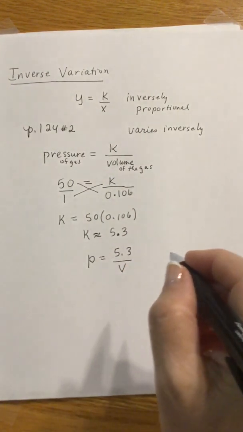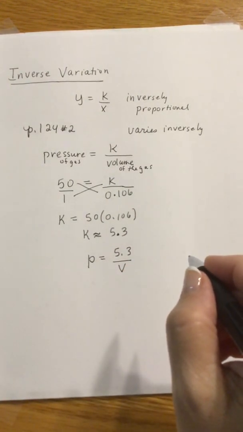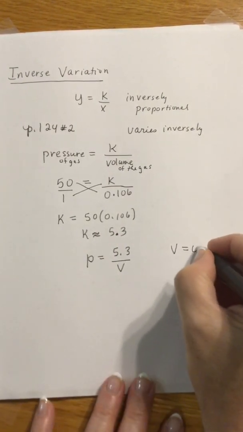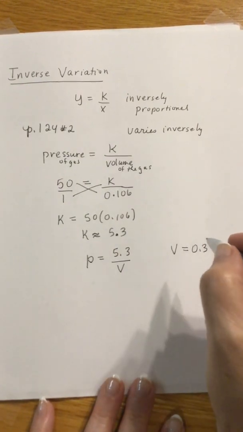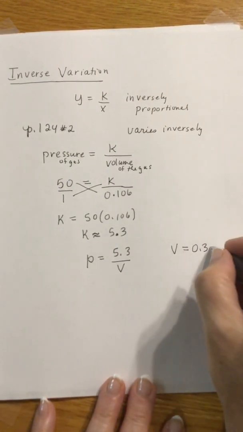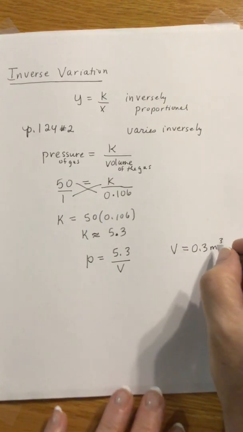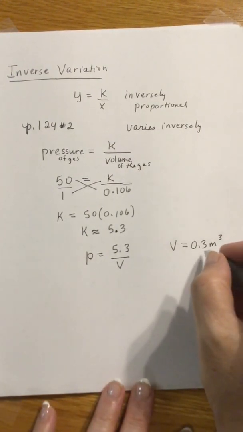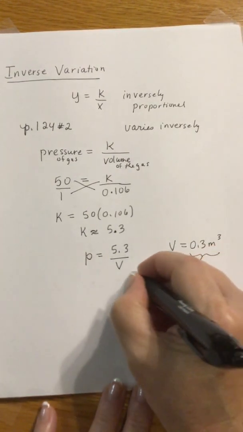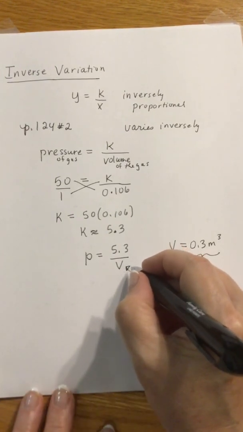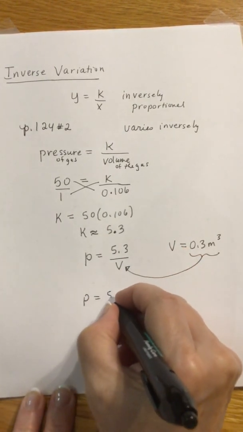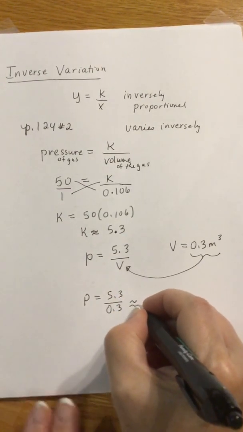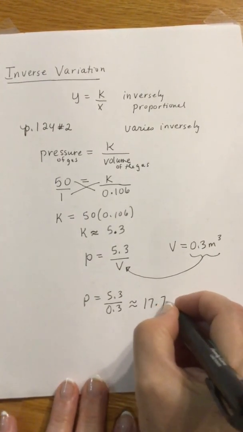The second question it asks is for if the sample expands to a volume of 0.3. So we have a volume of 0.3 that it's expanding to, 0.3 meters cubed. So what are we going to do with this volume to find out the pressure? It says find the new pressure. Well, we're going to put the 0.3 in for the volume then, right? So we're going to have pressure equals 5.3 divided by 0.3, which is going to be approximately 17.7.